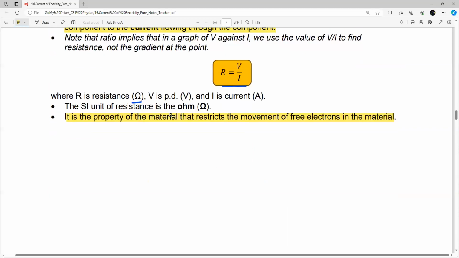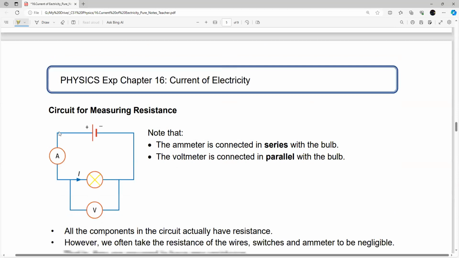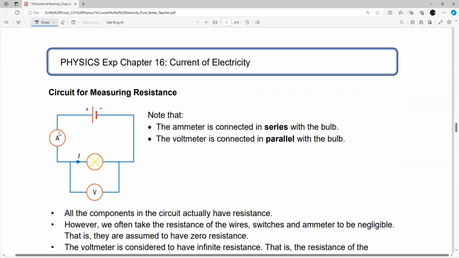How do you measure resistance? Look on the diagram on the left. You have an ammeter connected in series. And then you have a voltmeter connected in parallel with the component that you would like to measure. It can be a bulb or a load or a resistor.